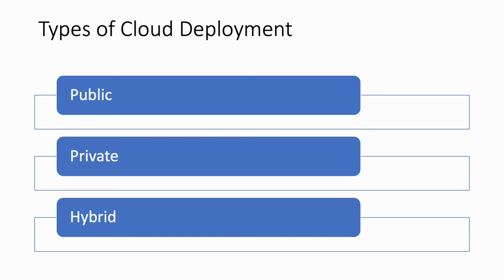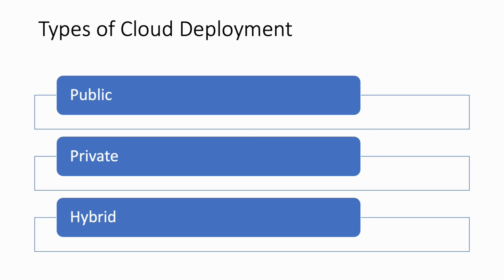Let's see what is public cloud. Public clouds are owned and operated by third-party cloud service providers which deliver their computing resources like servers and storage over the internet. One example is Microsoft Azure. Then comes the private cloud. Private cloud refers to cloud computing resources used exclusively by a single business or organization. A private cloud is one in which the services and infrastructure are maintained on a private network.